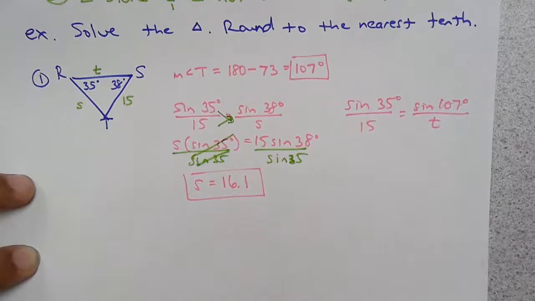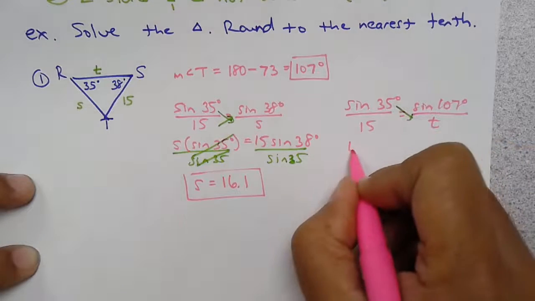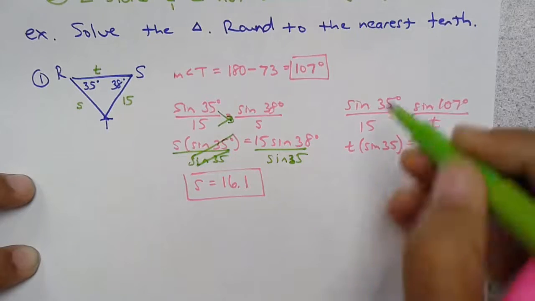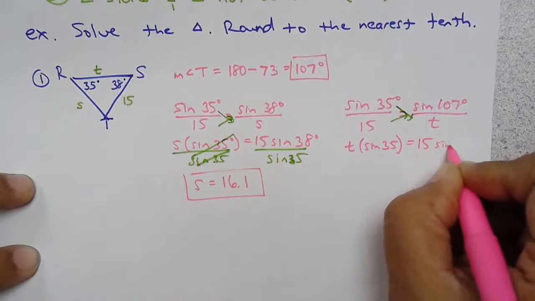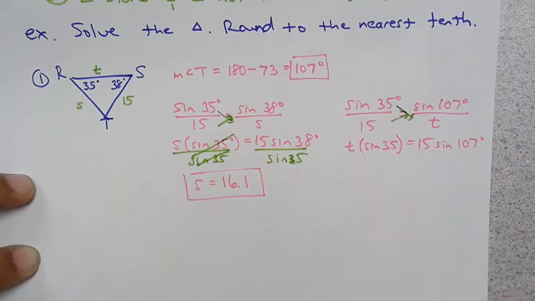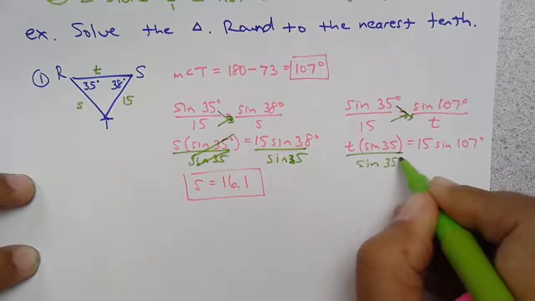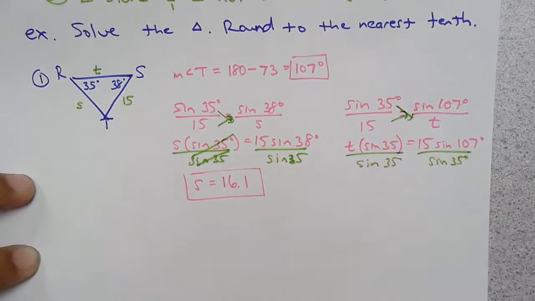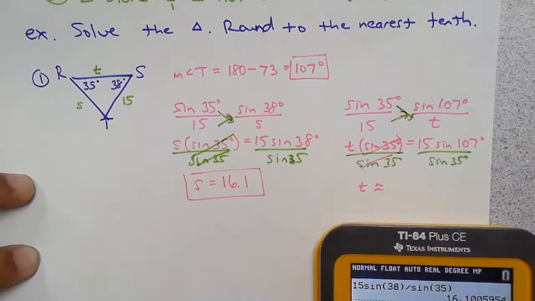Again, we're going to cross multiply. So we have sine 35 times T. So T times sine of 35 degrees equals 15 times sine of 107. And then I'm going to go ahead and divide both sides by sine of 35 degrees. And I shouldn't forget my degree symbol, right? Okay, and then T is going to be approximately, let's plug that in.